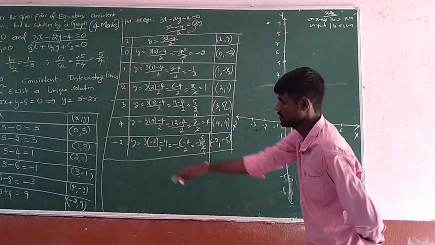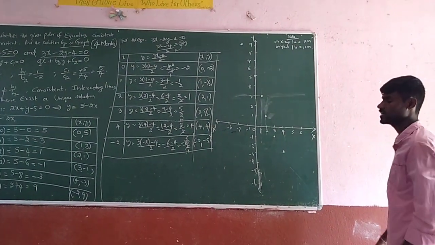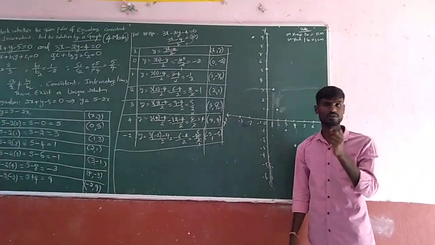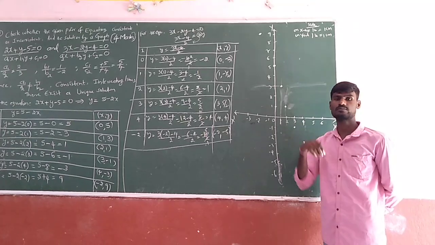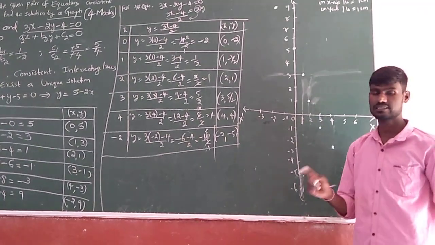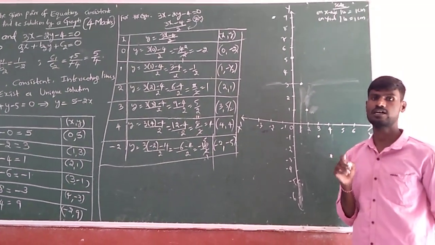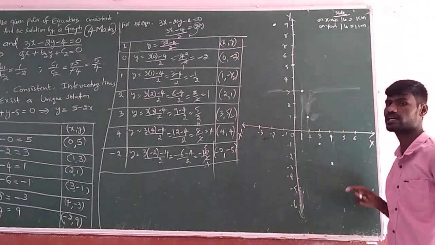Is there any other point? No. So what do we have to do? We have to join all these points. In the previous polynomial chapter, I said you have to join them freehand. But in this case, this is a line, so you compulsorily need to use the scale. It should be in a straight line form, not freehand. You must use a scale to join all these points.